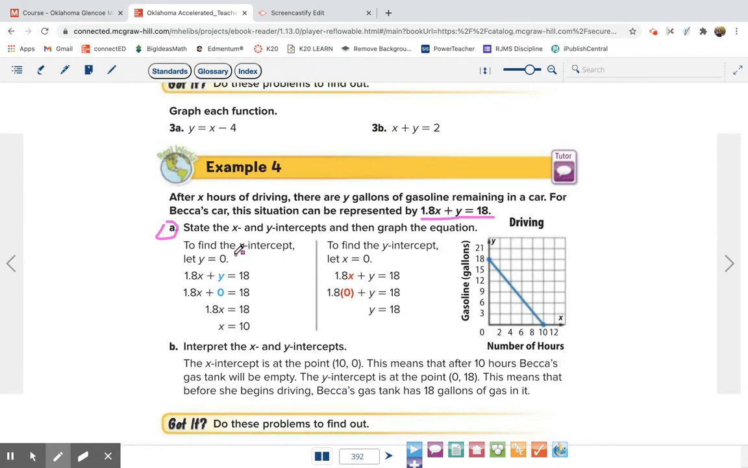So to find the x-intercept, we plug 0 in for y. Whichever one you're solving for, you're going to plug 0 in for the other one. So when we're solving for the x-intercept, we plug 0 in for y. So we would get that our x-intercept is 10, so that is the point 10, 0.